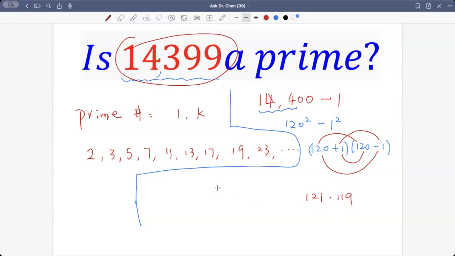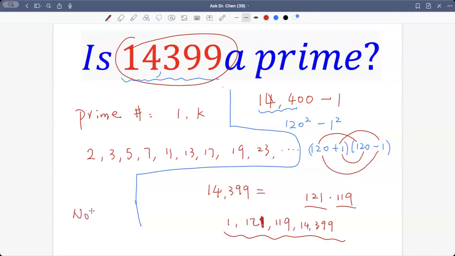So at least this number, 14,399, equals these two numbers. So it has factors of at least 1, 121, 119, and itself, right? And it may have more. It may have more factors, but at least it has 4 factors. Since it has more than 2 factors, it's not a prime. So the conclusion is, it is not a prime.